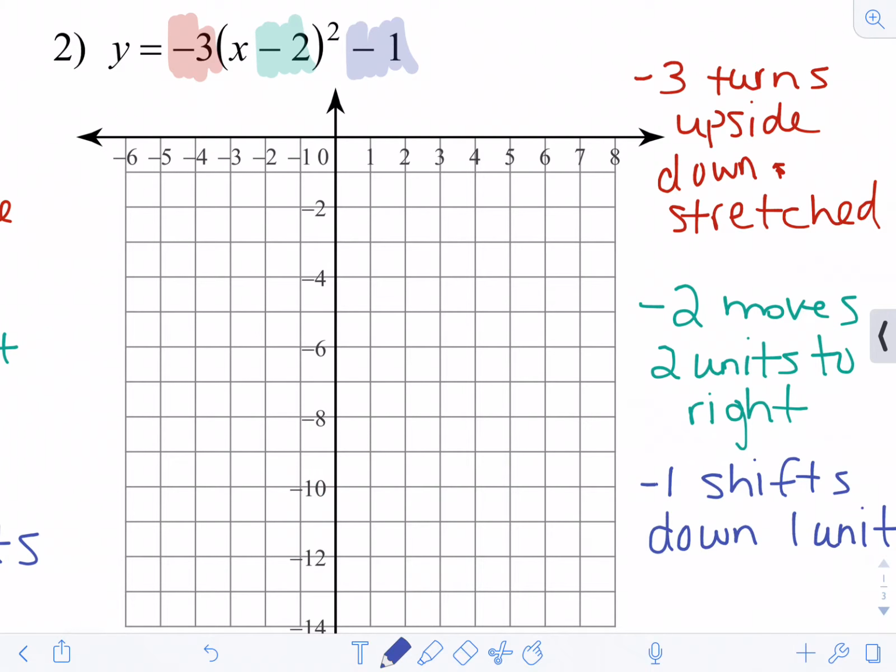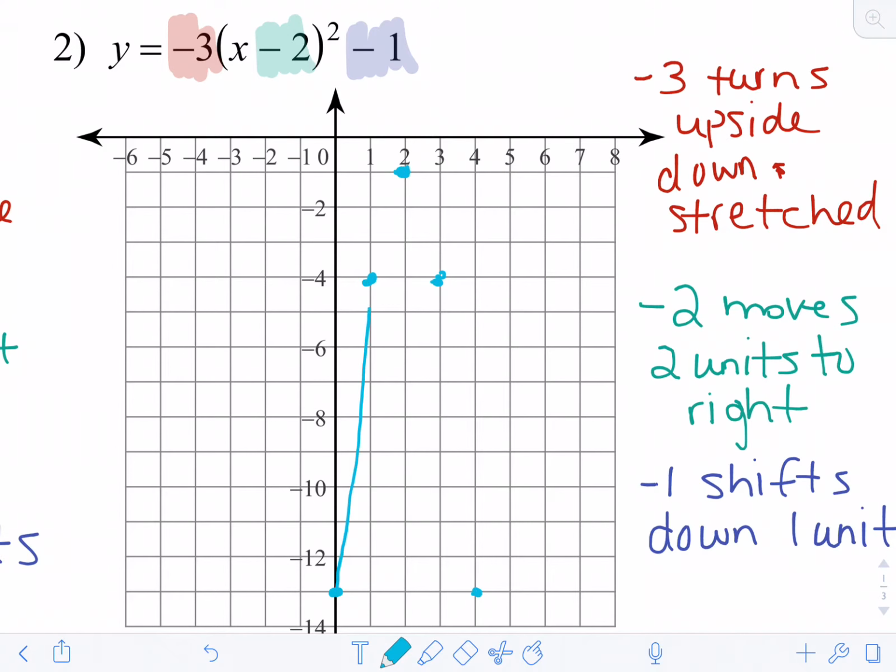In my y equals, I'm going to type this equation in: negative 3 times (x minus 2) squared, minus 1. So I get my table. I can't plot any of those. Let's see, I can plot 0, negative 13. So 0, negative 13, 1, negative 4, 2, negative 1, 3, negative 4, and then 4, negative 13.